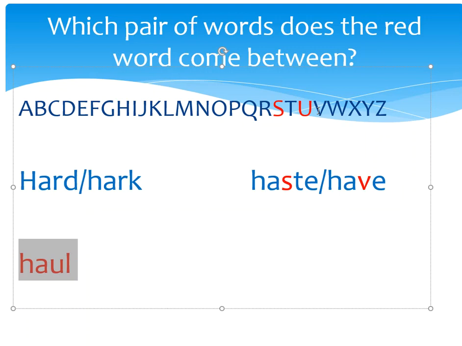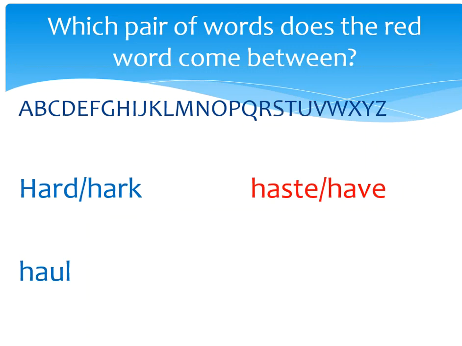So does the V in have come after the U in haul? Yes. So does our second word have come after our word haul? Yes. So that means this is the correct answer. Haste and have, because the word haul comes between haste and have, because the letter U comes between S and V.